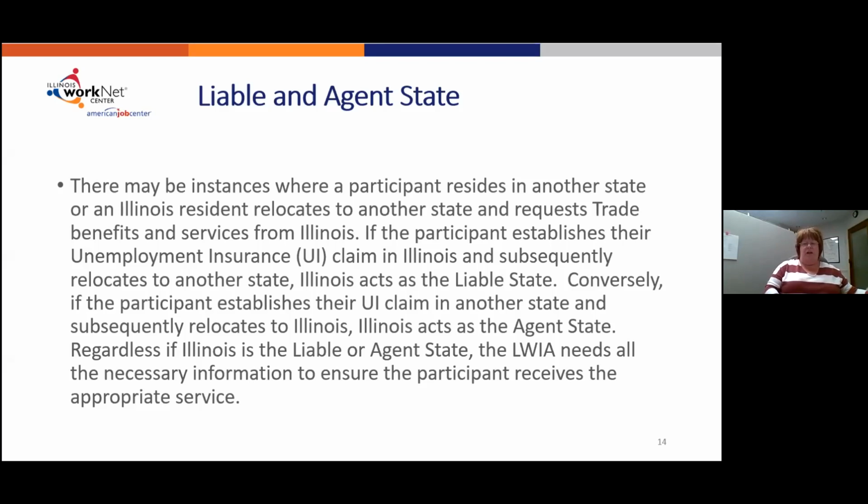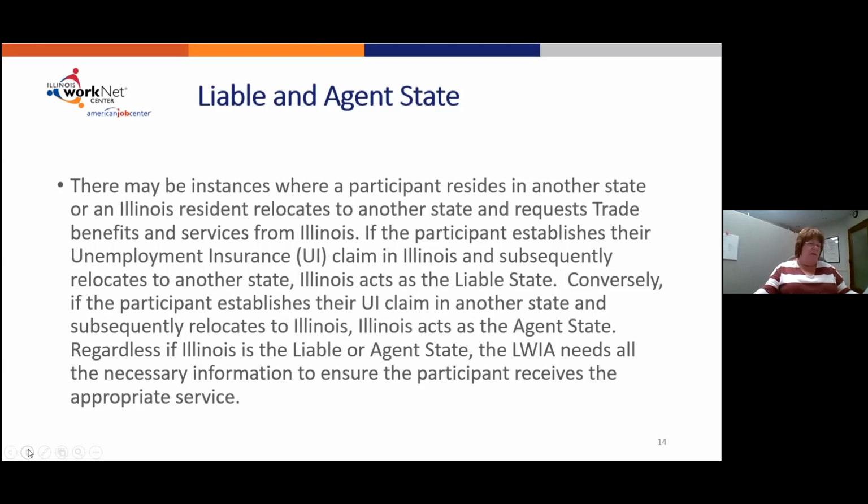And the liable state has to provide the approval before the agent state can actually move forward with signing off on all the approvals and all of that. But just remember, the liable state has to provide the approvals for all of the training or any services provided to that person. And if you have a situation like that, feel free to reach out to us. It can be kind of confusing, but we are here to help you if you do come across that.